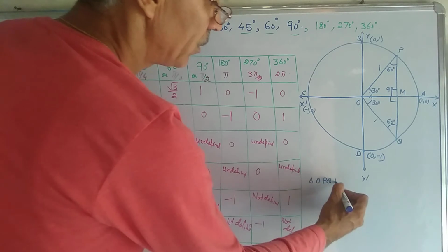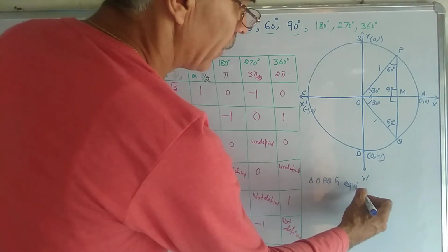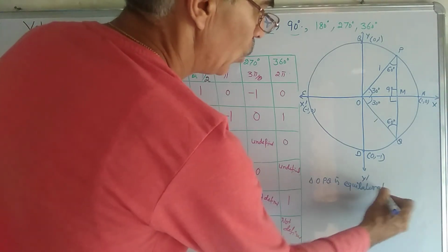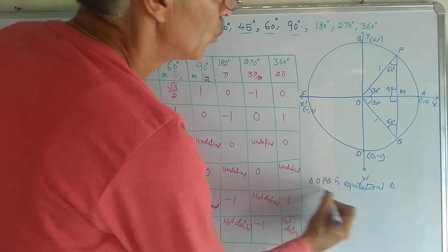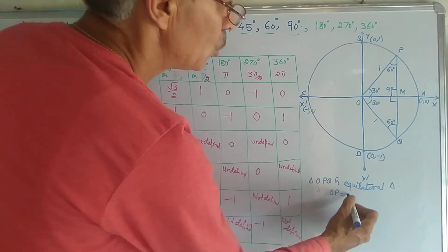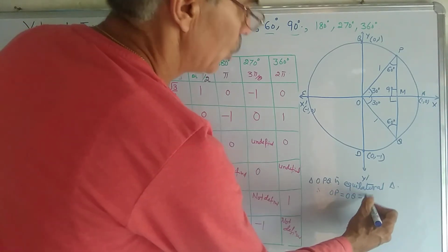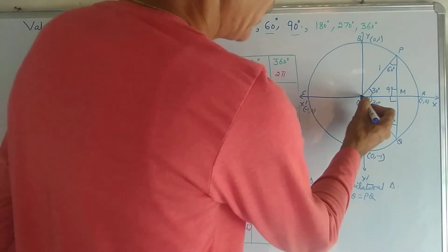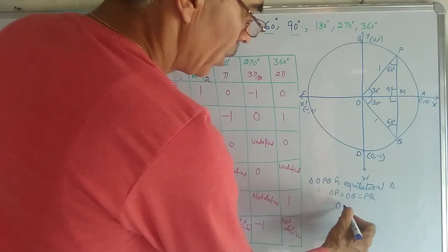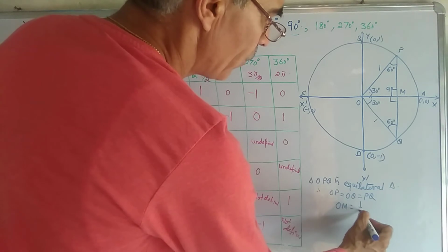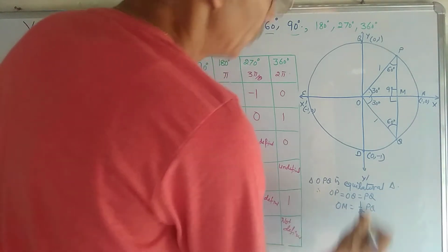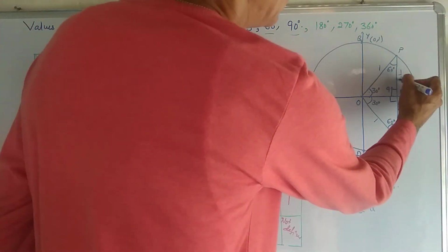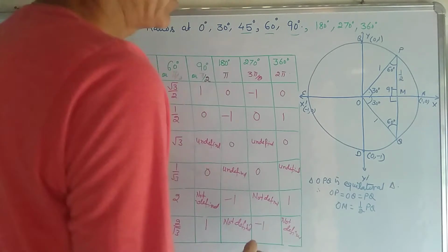If we see this, triangle OPQ is an equilateral triangle. Therefore OP is equal to OQ is equal to PQ. And geometrically, PM is half of PQ. Therefore, PM is equal to 1 by 2.